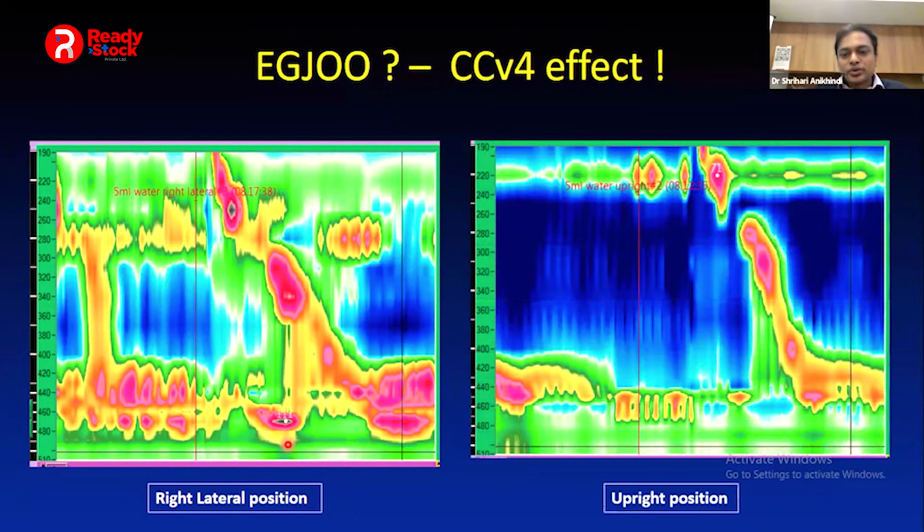So the first step that you need to do when you have an EGJ outflow obstruction is to change the patient's position. Okay, the primary position of doing a manometry is the supine position. You have to use secondary positions as recommended by Chicago 4, especially for EGJ outflow obstruction. So here you see a classical graph where in one position the patient has an EGJ outflow kind of a picture. When you change the patient's posture, this has vanished. So basically what was happening here was an extrinsic compression.